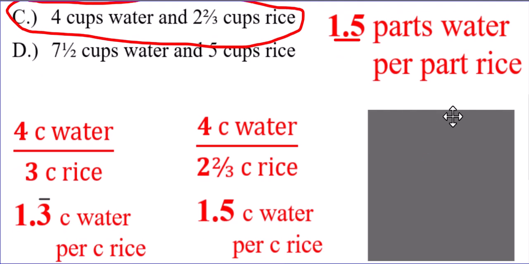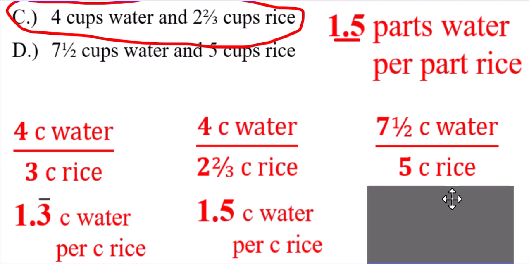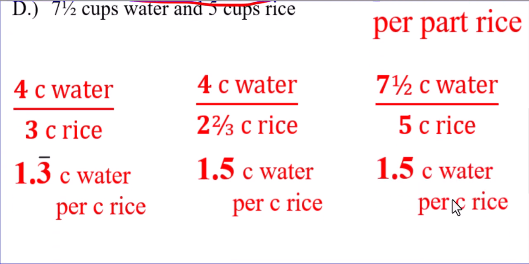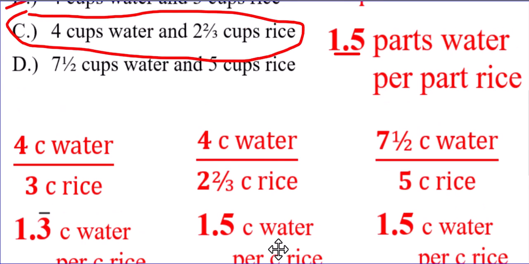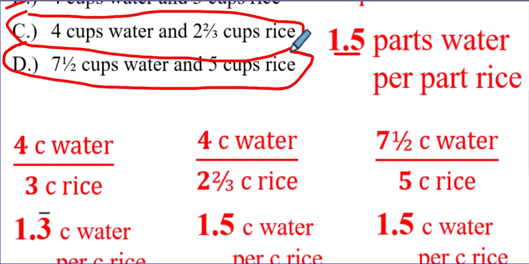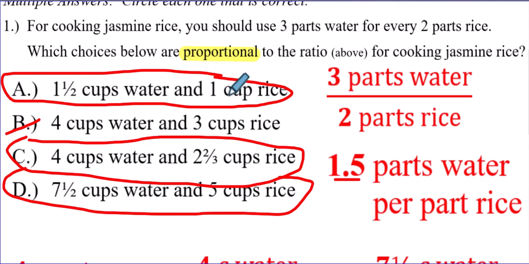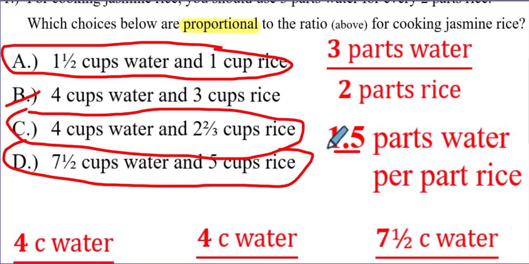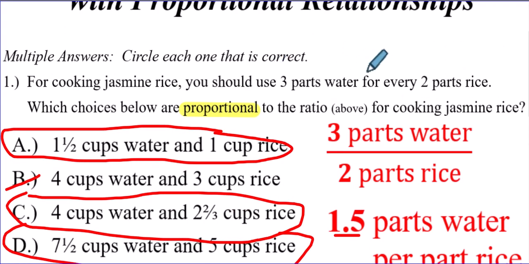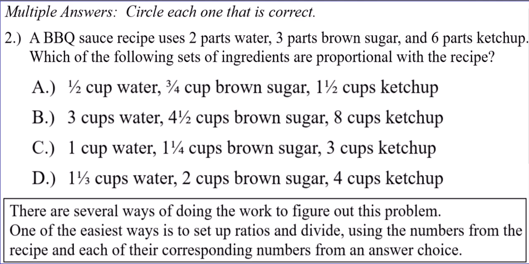What about choice D? Take 7.5 divided by 5. You know what? You should really do this on your own. If you haven't hit pause, done it on your own, you should now. What do we get? Well, we also get 1.5 cups water for every cup rice. So choice D is also correct. So this was an interesting problem. 3 of the 4 choices were actually proportional because they had the equal ratio to the one we were given in the original recipe.